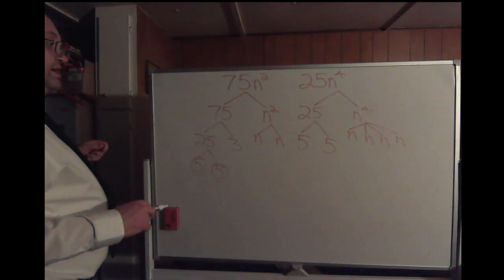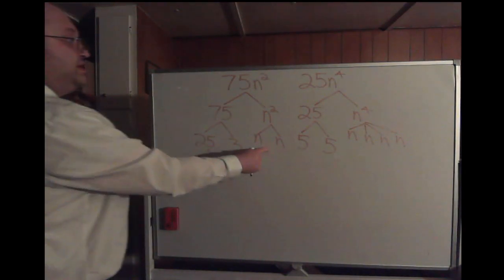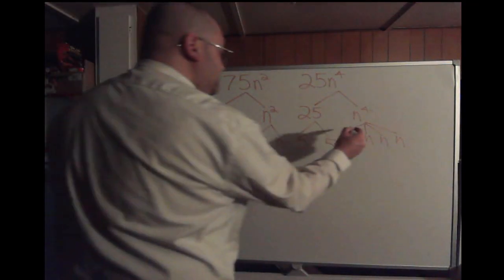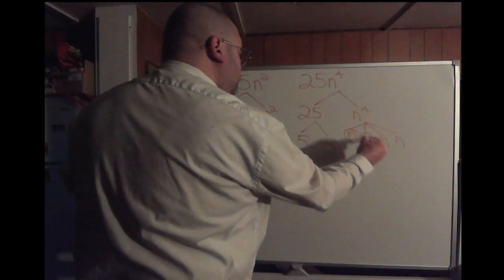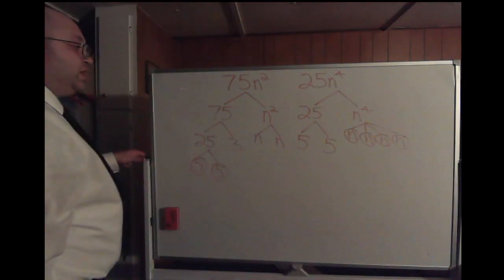What else? You have n's in common. 75n squared has two n's. 25n to the fourth has four n's. You want to go with which one has more of that factor. So you'll circle the four n's.